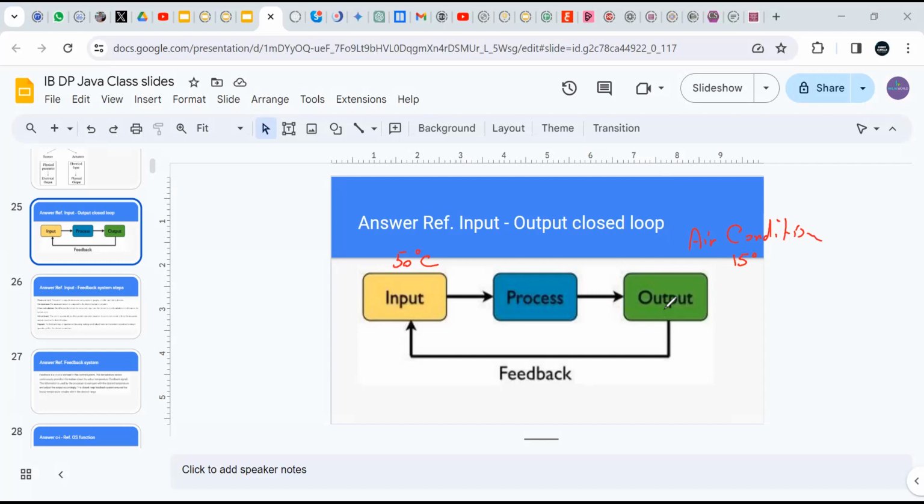Well, what the feedback does here is it takes as input the new temperature, and then the processor would compare that to the target temperature that was set, and then use that as output. Okay, so that's one thing. And so if we don't use a closed loop, what will happen?